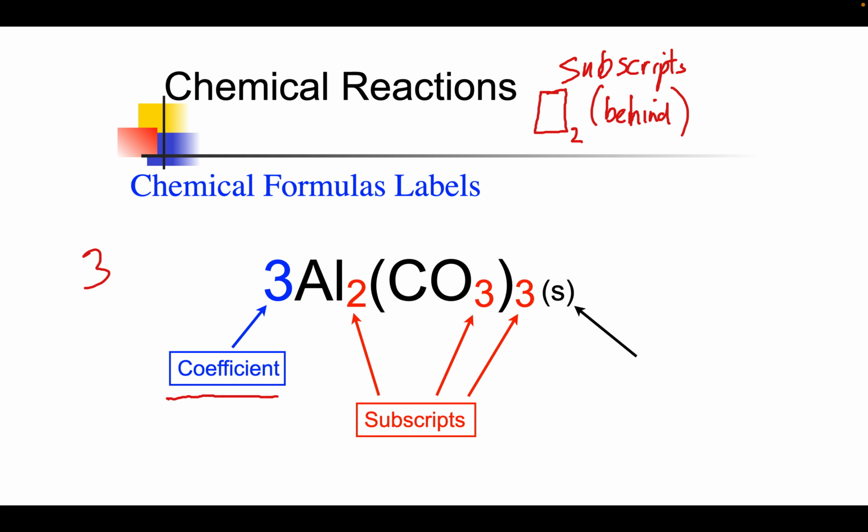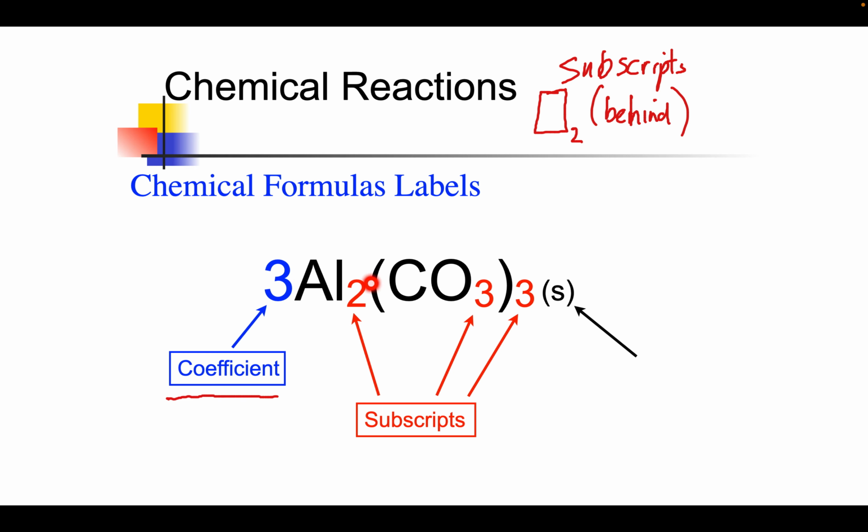I guess I can just show you here. So that coefficient in front is as good as if you're writing a parentheses around the whole thing, and you distribute that 3 throughout. The subscript is only pertaining to the element in front of it or the parentheses in front of it. A coefficient is in front of the whole reactant or product, compound, etc. So use them the same way though. They multiply. So in this essence, let's see if we can write this down.